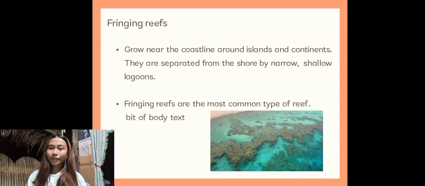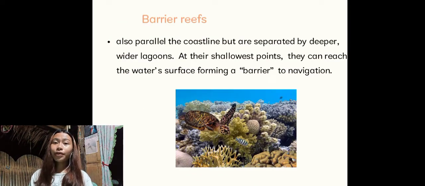So the next type is the barrier reefs, which also parallel the coastline but are separated by deeper, wider lagoons. At their shallowest points, they can reach the water surface, forming a barrier to navigation. Coral reefs form barriers for coastlines, acting as a buffer from the waves and storms that come in from the open ocean. So for many towns and cities, if coral reefs were no longer there, they could find themselves battered and bruised by the incoming elements.